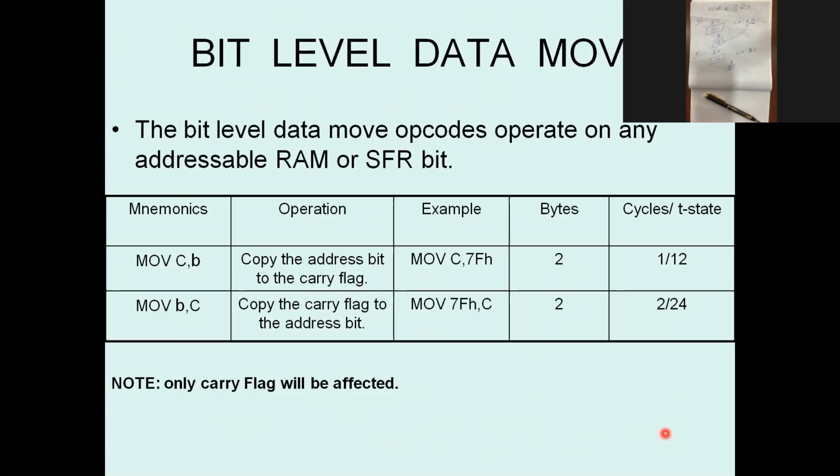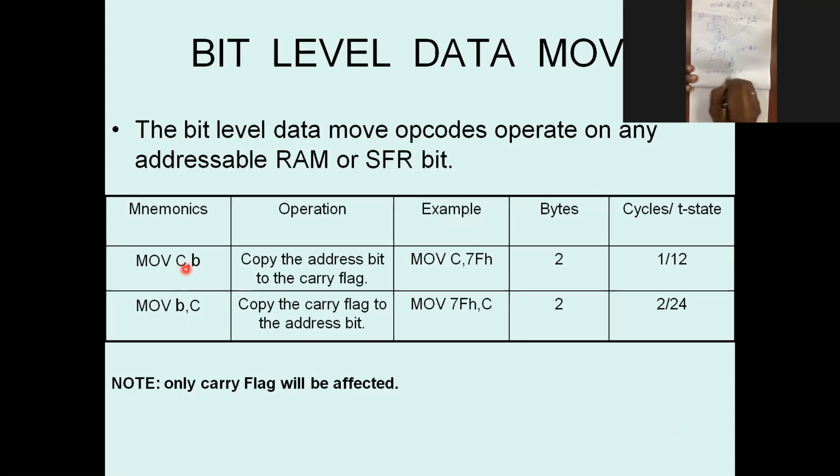MOV C, B. My first question is: is there any register called C? No. Have I taught a C register anywhere? In 8085 there was the BC register pair, but here I am teaching 8051, and the answer is no. It is not an SFR; there is no C register. So C here is treated as the carry flag only. MOV C is nothing but the carry flag only.